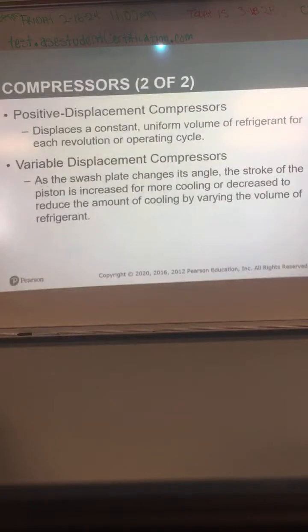Different types of compressors: positive displacement, variable displacement. Positive displacement we've talked about before with pumps. Displaces a constant uniform volume of refrigerant for each revolution or operating cycle. The variable displacement uses the swash plate, changes its angle or the stroke of the piston for more or less cooling.